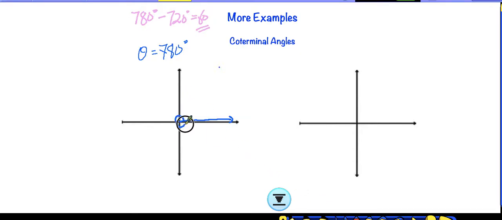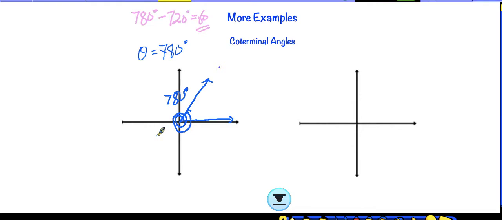So one full rotation, not enough. Two full rotations, not enough. 60 more. And the final ray, we call the terminal ray, starts at the vertex, which is the origin. Make sure you label everything here, 780.